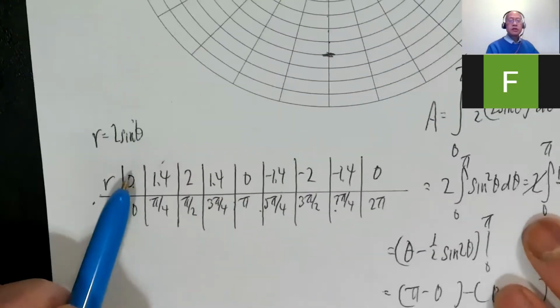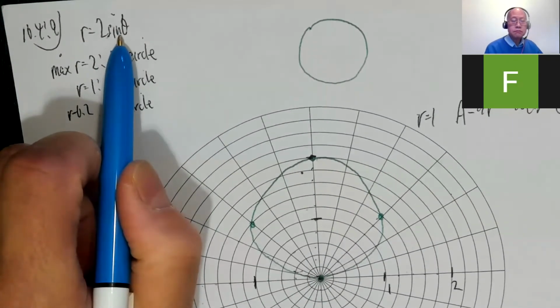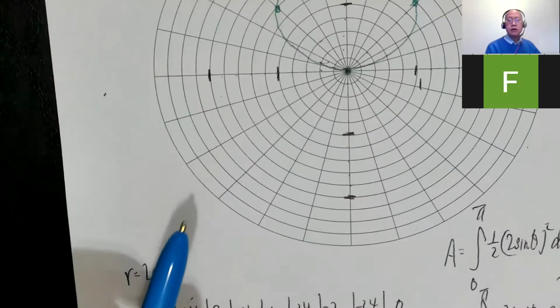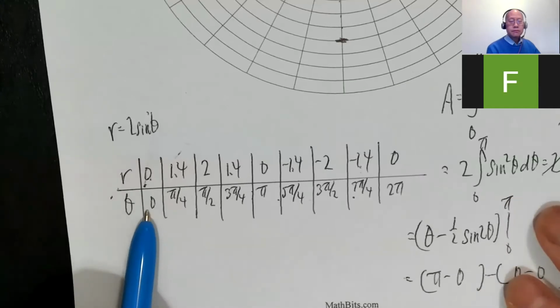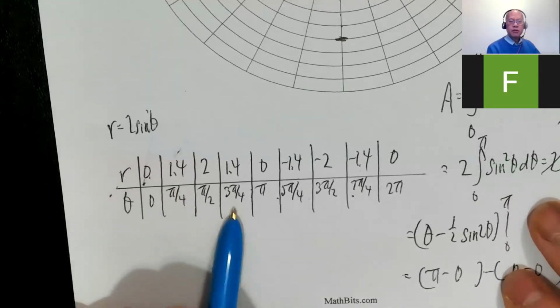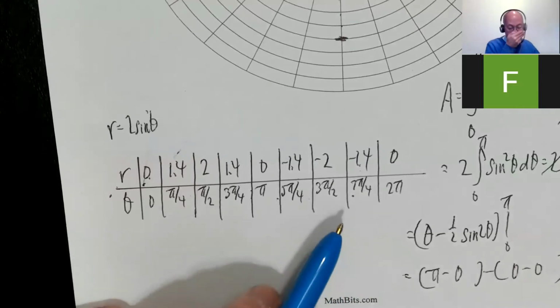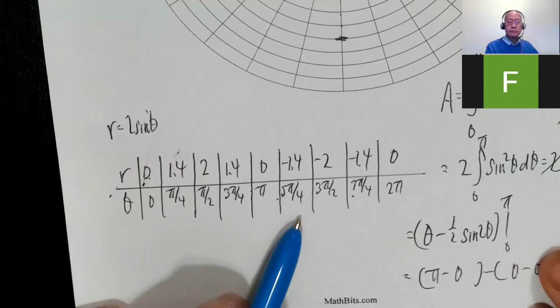All right, r equals 2 sine theta. I don't have a coefficient in front of the theta, which means I can just go every 45 degrees. So 0, pi over 4, 2 pi over 4, 3 pi over 4, 4 pi over 4, 5, 6, 7, 8.